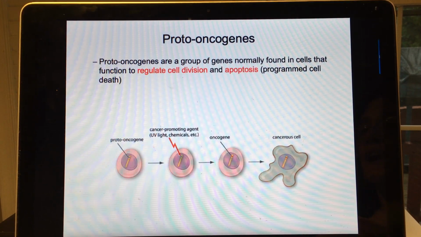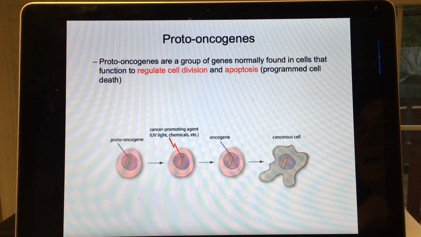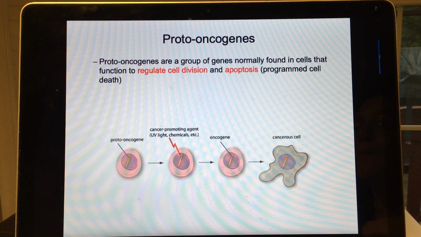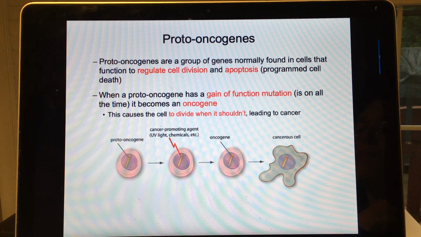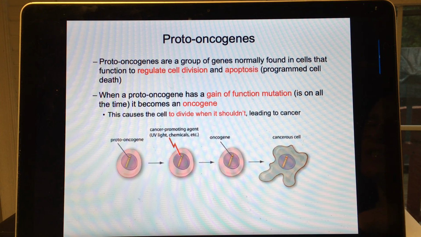Proto-oncogenes are genes that regulate cell division and cell death. Apoptosis is programmed cell death. It's cells dying when they're supposed to die. So apoptosis is actually a good kind of cell death. A proto-oncogene becomes an oncogene when it gets a mutation called a gain-of-function mutation, and it's on all the time. In this case, cells divide when they shouldn't, and they lead to cancer. This is sort of like if the accelerator in your car was stuck in the on position, and so it just kept accelerating and accelerating without being able to stop.